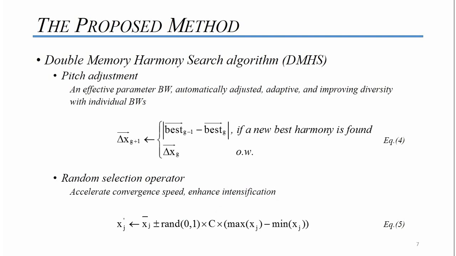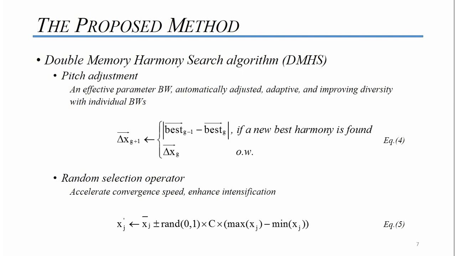The second modification is pitch adjustment. As the bandwidth is one of the effective parameters in the harmony search algorithm, the way of choosing a suitable value is challenging. In this study, the aim is to automatically adjust the bandwidth parameter.